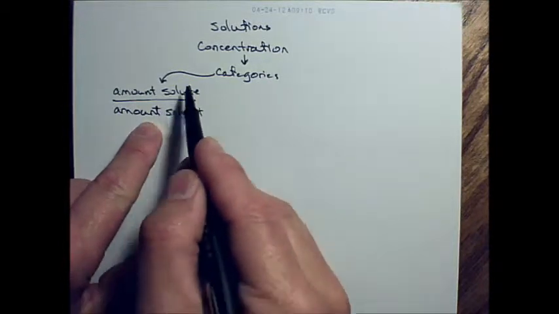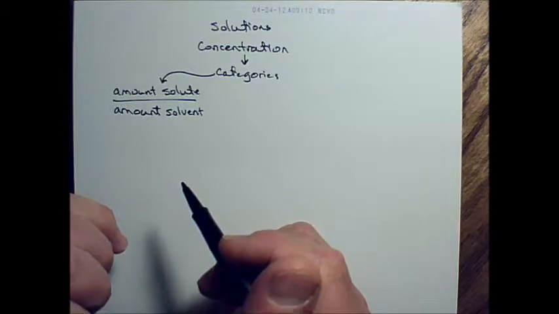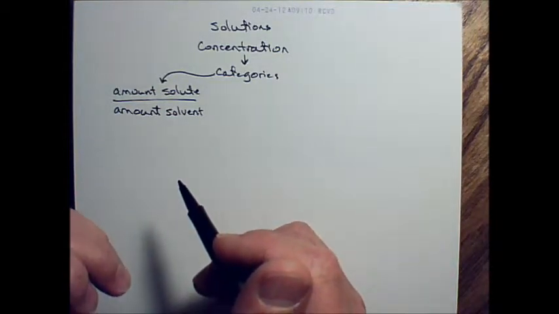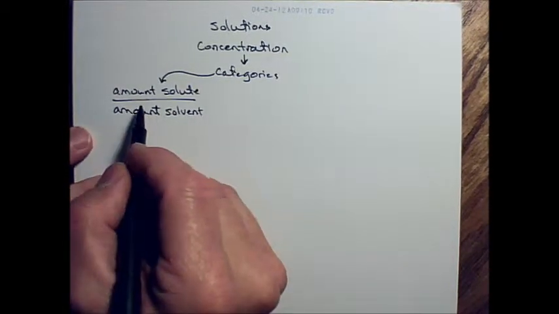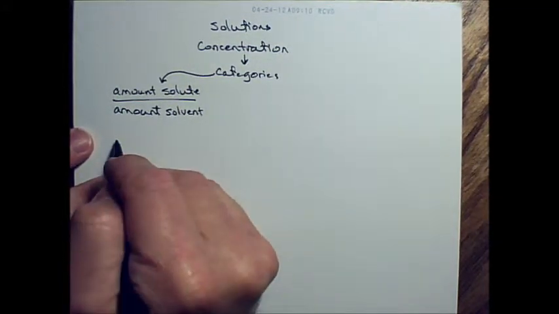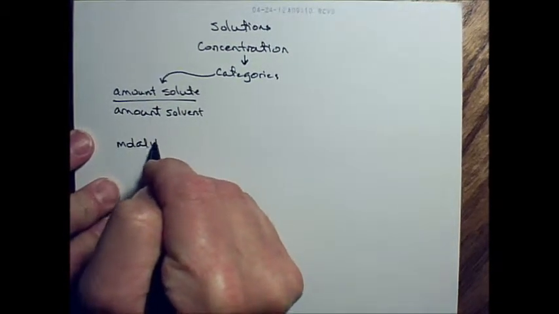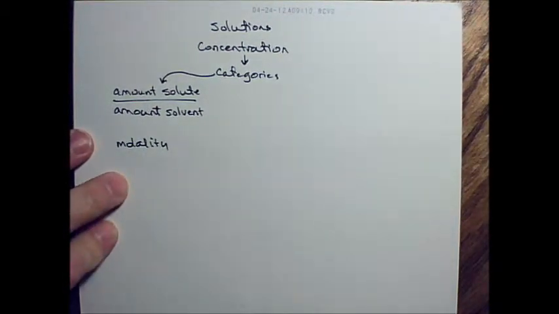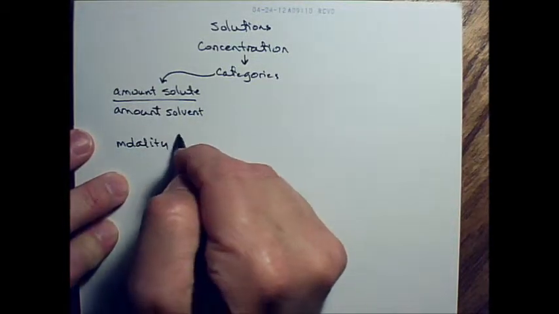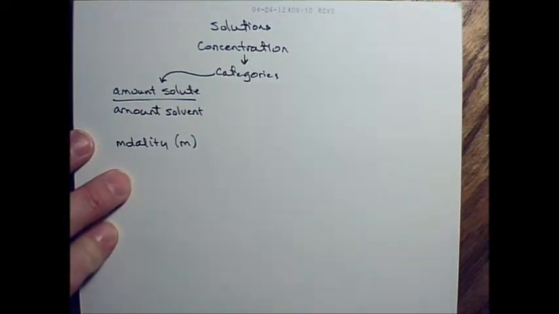The kind of concentration unit we'll be learning about a little later, not in this section of Unit 8, but later, that has this major category or this major kind of setup, is a concentration unit called molality. And the symbol that we use for molality is a lowercase m.